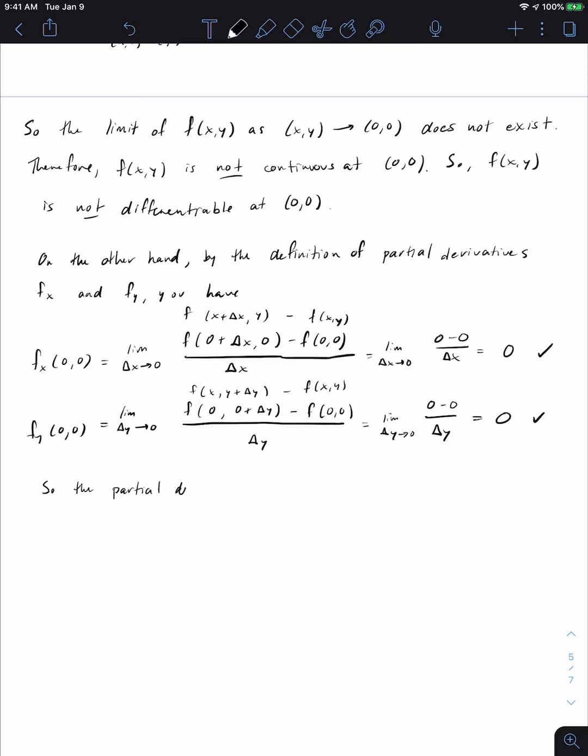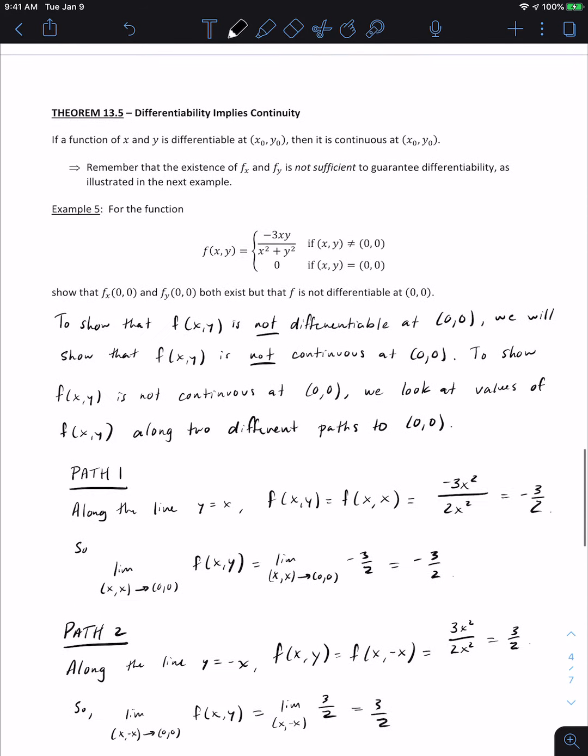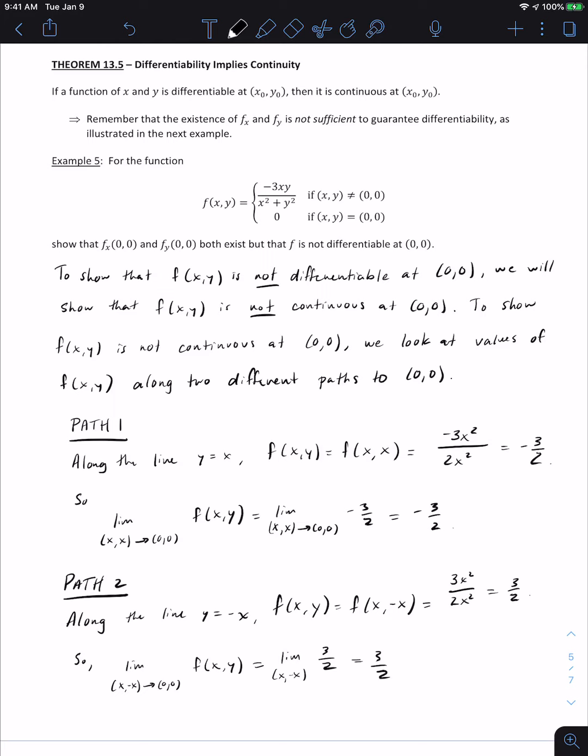So the partial derivatives exist and equal 0 at the point 0, 0. Right? So even though the partial derivatives do exist at the point 0, 0, it's not differentiable. So this is a nice counterexample as to why we actually do need it to be continuous at a point in order for it to be differentiable.